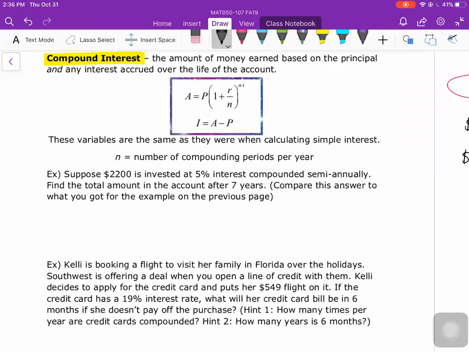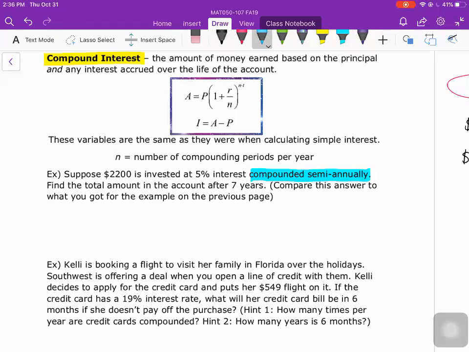Suppose that $2,200 is invested at 5% interest compounded semi-annually. Find the total amount in the account after 7 years. This problem looks very similar to the one we just did. What's different about it? It says it's compounded semi-annually. That's twice a year. Yep. N is always how many times it's being compounded per year.